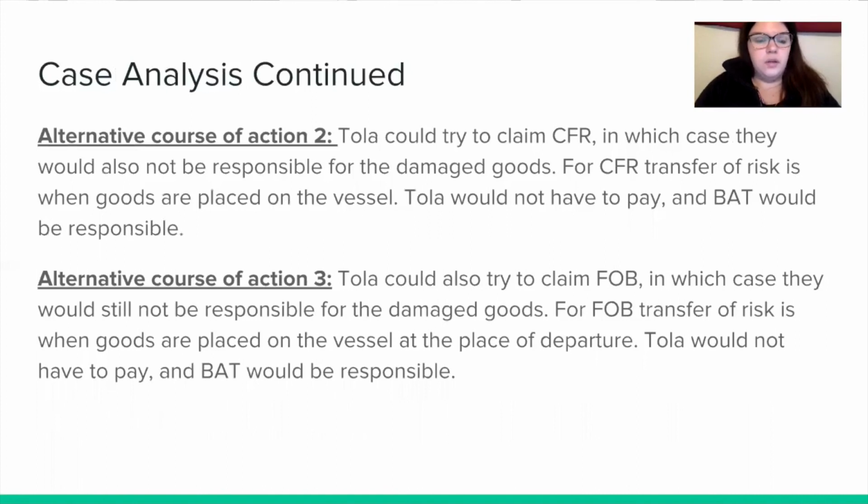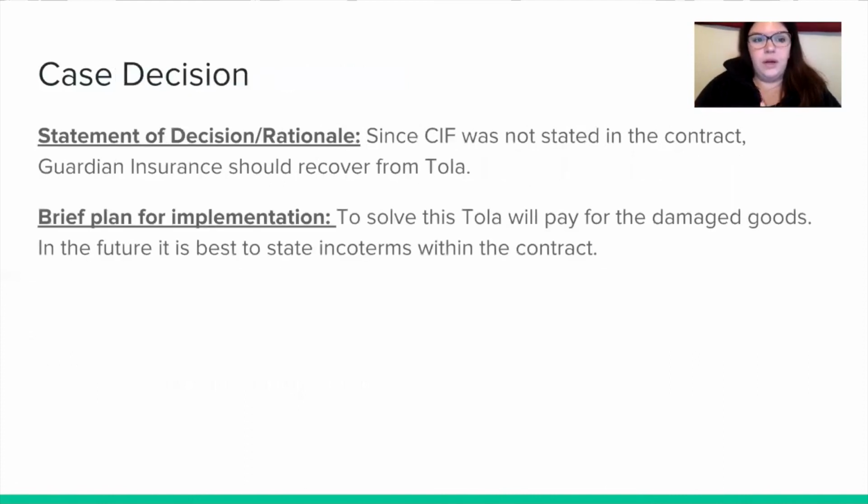The third course of action would be Tola could also try to claim FOB, in which case they would not be responsible for the damaged goods. For FOB, transfer of risk is when the goods are placed on the vessel at the place of departure, and Tola would not have to pay, but BAT would still be responsible. And so our decision was that since CIF was not stated within the contract, Guardian Insurance should be able to recover from Tola. To solve this, Tola will pay for damaged goods.